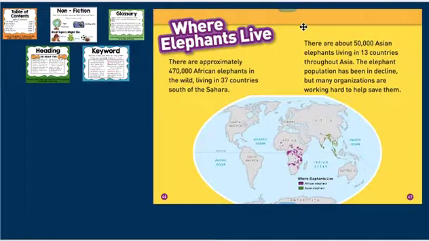The elephant population has been in decline. That means it's going away. But many organizations are working hard to save them. So you can take a look at the map here. Here, the green is where the Asian elephants are over here in Asia. And the purple is where the African elephants are in Africa.